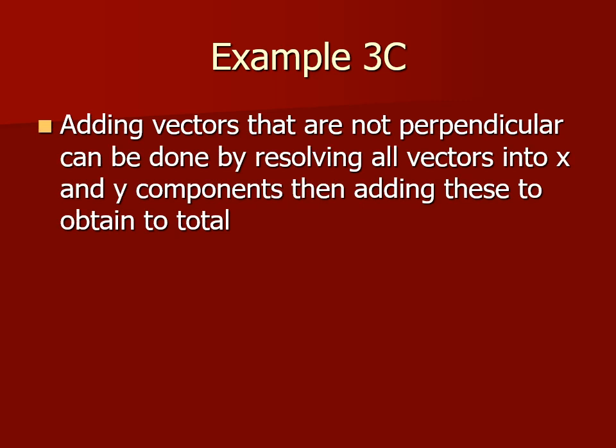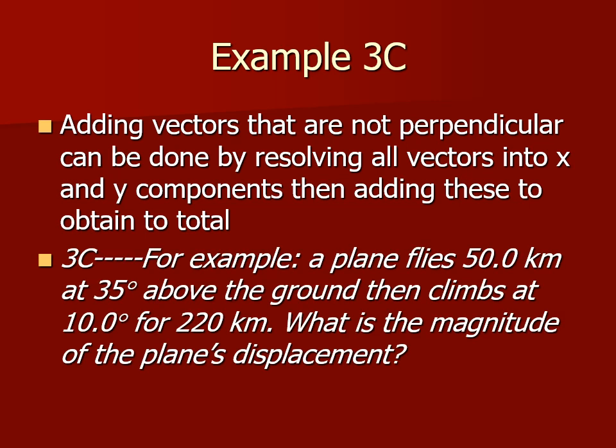Example 3c. Adding vectors that are not perpendicular can be done by resolving all vectors into x and y components and then adding these things together to obtain a total. So 3c, for example, a plane flies 50 kilometers at 35 degrees above the ground, then does something different. It climbs at 10 degrees for another 220 kilometers. The question eventually is, what's the magnitude of the plane's displacement, meaning what is the overall resultant? And probably when the resultant is asked for, then you are also asked to find the angle of the resultant with respect to whatever reference point is decided upon.